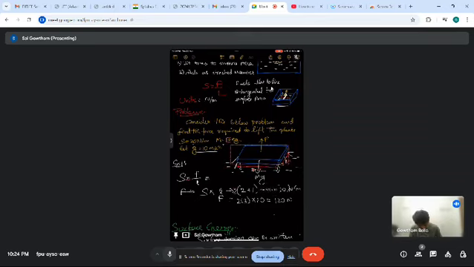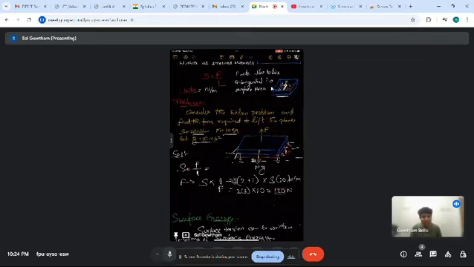Given that the mass is 10 kg and gravity is 10 meter per second square, what will be the net downward force acting due to gravity? It is mg, which is equal to 10 into 10, equal to 100 newtons. So what is the net force required to lift the plank? That is F equal to mg plus S into (2l plus 2b), that is 100 plus 120, equal to 220 newtons.